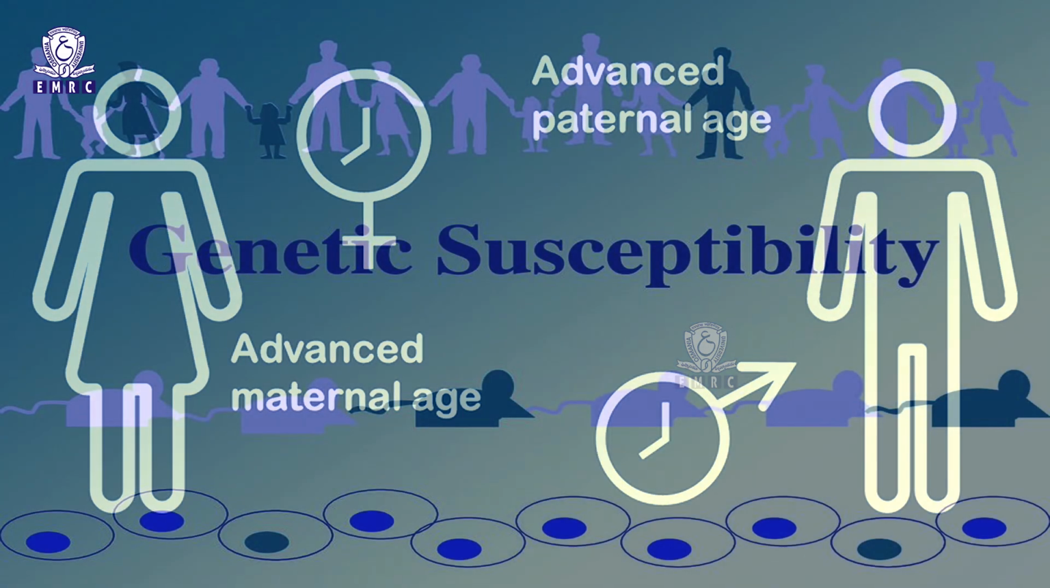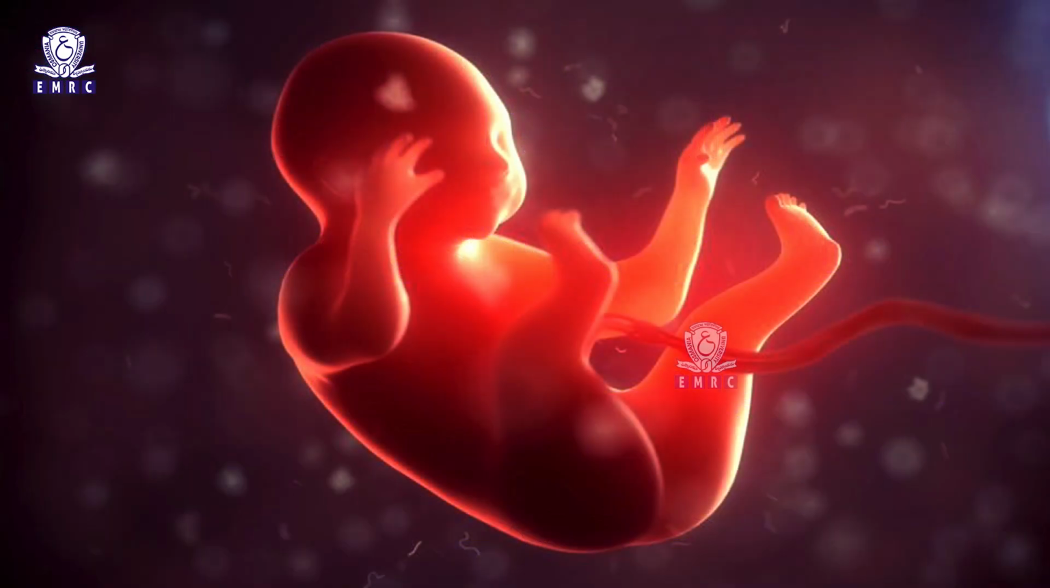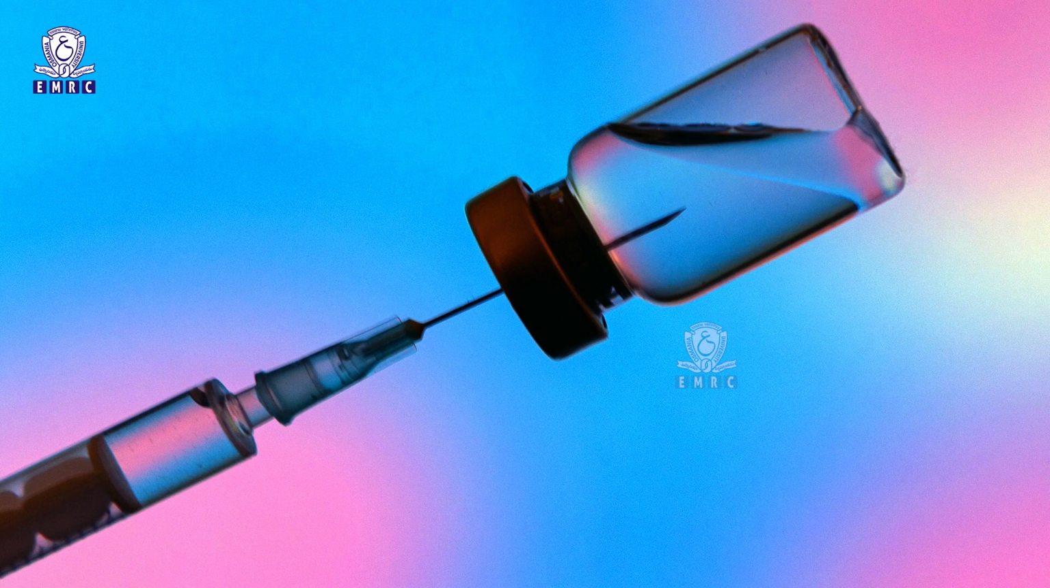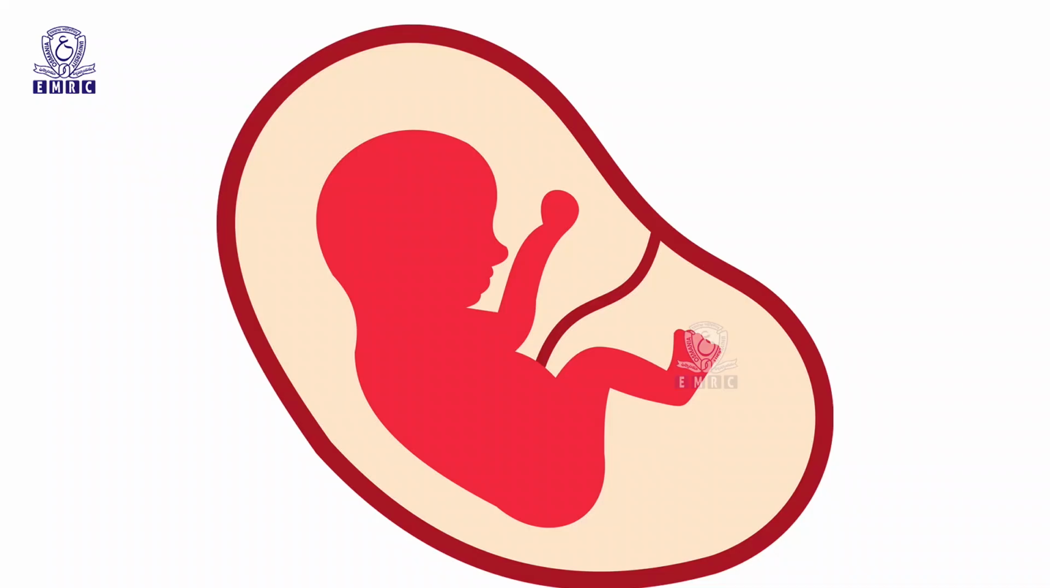The dose, the genetic susceptibility, and the time of exposure to a particular teratogen influence both the severity of the damage to an embryo or fetus and the type of defect. How do we describe the dose? The dose effect is obvious. The greater the dose of an agent, such as a drug, the greater the effect. Genetic susceptibility: the type or severity of abnormalities caused by a teratogen is linked to the genotype of the pregnant woman and the genotype of the embryo or fetus.